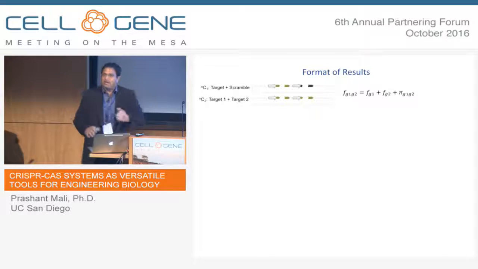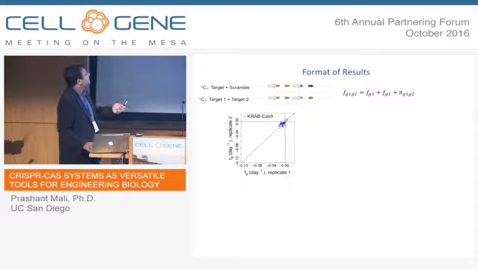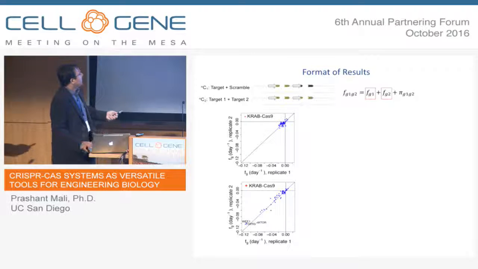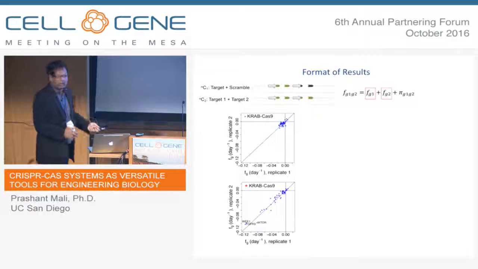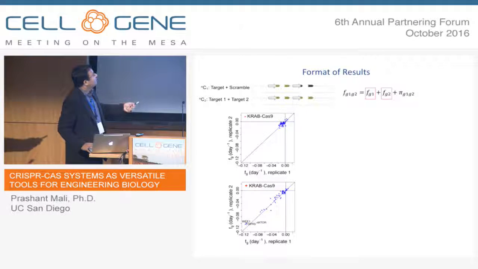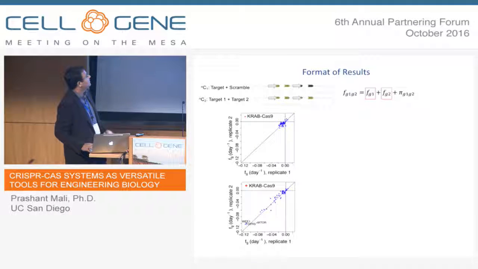So a typical format of results from such a screen is like this. Here was a screen that was done using the CRISPRi system, where you have a KRAB fused to a dead Cas9. In the absence of the CRISPRi, most of the constructs are centered around 0. But in the presence of the KRAB-dCas9, you can see that some of the constructs start to cause a decrease in the growth effect. And that helps us evaluate the single gene fitnesses.